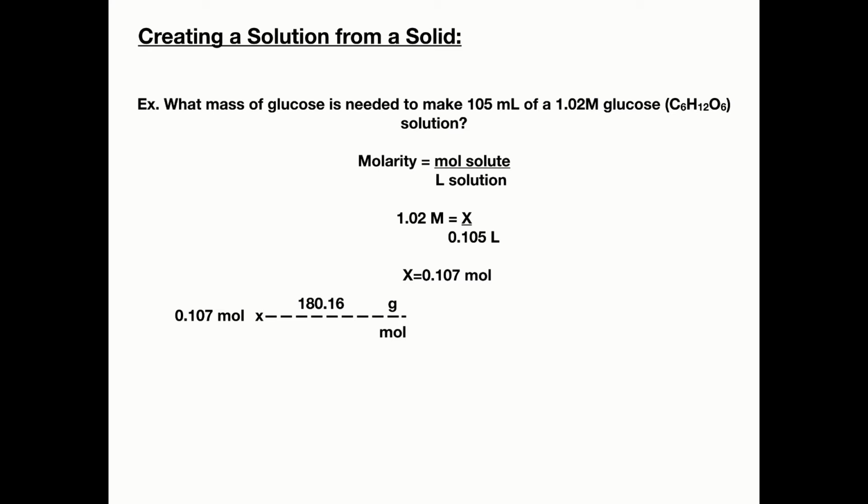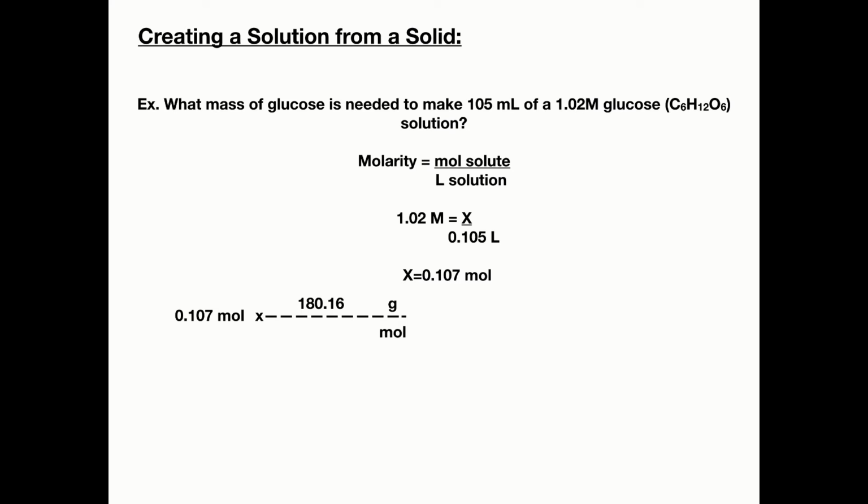Keep in mind the way that I determined that is I took the average atomic mass of each of the elements. So for example, carbon is 12.01, multiplied that by 6, added to that the average atomic mass of hydrogen, which is 1.008, multiplied that by 12, and then added to that the average atomic mass of oxygen, which is 15.999, and multiplied that by 6. And that's how I got 180.16.